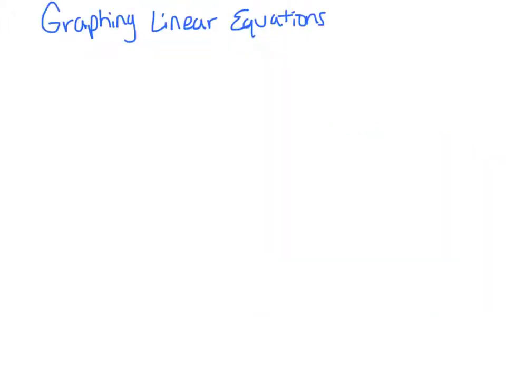Another topic many of you asked for was graphing linear equations, so let's graph the following three equations. y equals negative 2x minus 4, y equals 6, and x equals 4. In order to graph these, we want to make an input-output table.